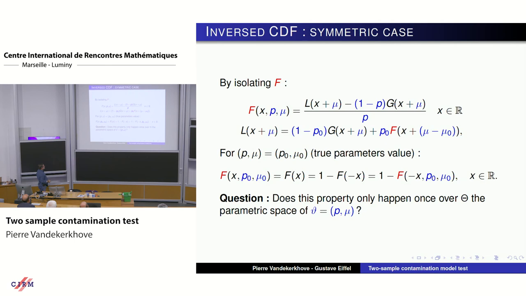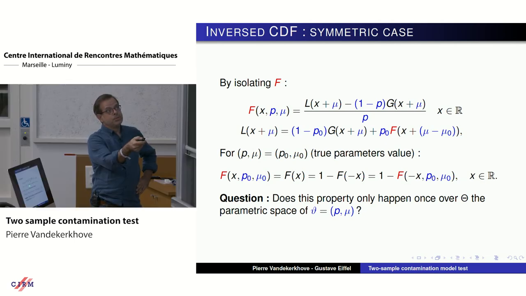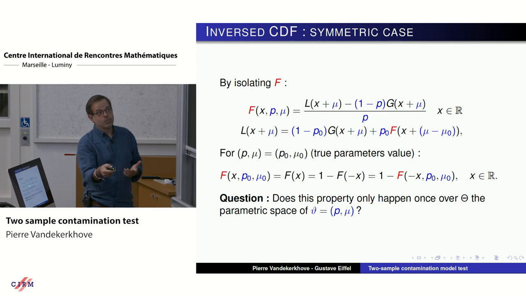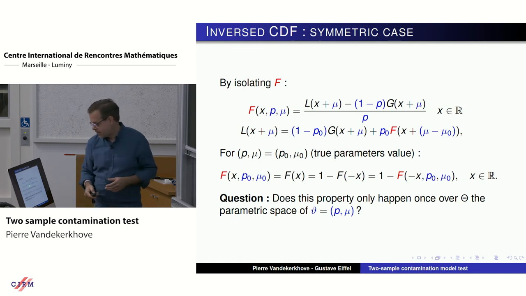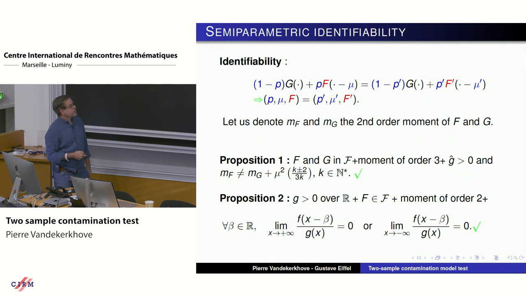And I notice that under (p, mu) equal to (p0, mu0), the two true parameters, I will retrieve my symmetry, so this will be equal to this. But the question is, does this happen only once over the parametric space? Because my goal is to test this correspondence, this matching. If the answer is yes, then I am able to pick up the right parameter, (p0, mu0). And this is very connected to the identifiability problem for this kind of model.